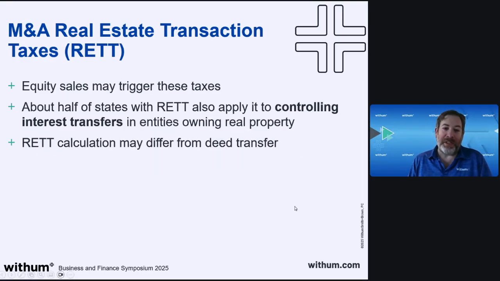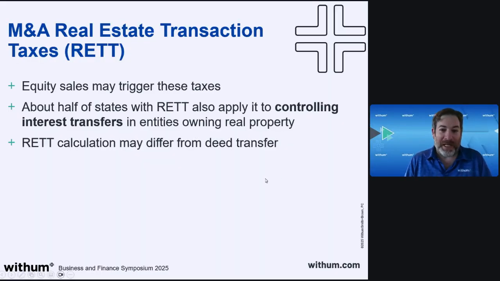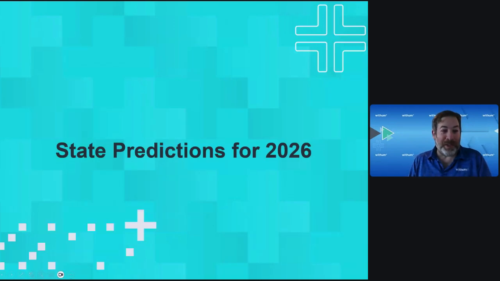So again, actually, I already touched on this. About half the states that have real estate transaction tax apply it to interest transfers in entities owning real property. And again, the calculation may differ if it's a controlling interest transfer versus a straight up sale of a deed. So moving on to our state predictions for 2026.